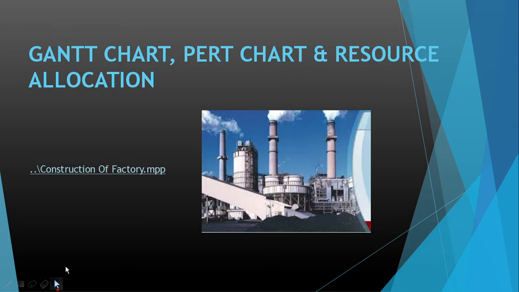PERT stands for Program Evaluation Review Technique, a methodology developed to manage the Polaris Submarine Missile Program. A similar methodology, the Critical Path Method (CPM), was developed for project management in the private sector at about the same time. Now, what is resource allocation?